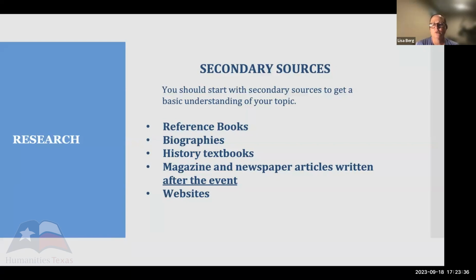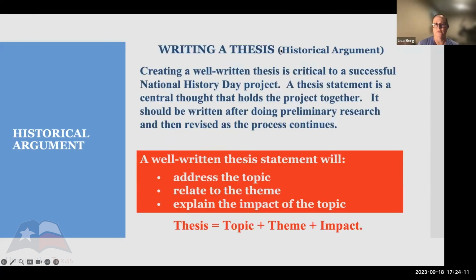Secondary sources are sources that have analyzed primary sources and come up with either a biography, or newspaper articles that look back on an event, websites, that sort of thing. But students can definitely use secondary sources in order to look for primary sources. They just need to go look in the bibliography in the back and see what primary sources were used by the person, the author, or whoever developed that.